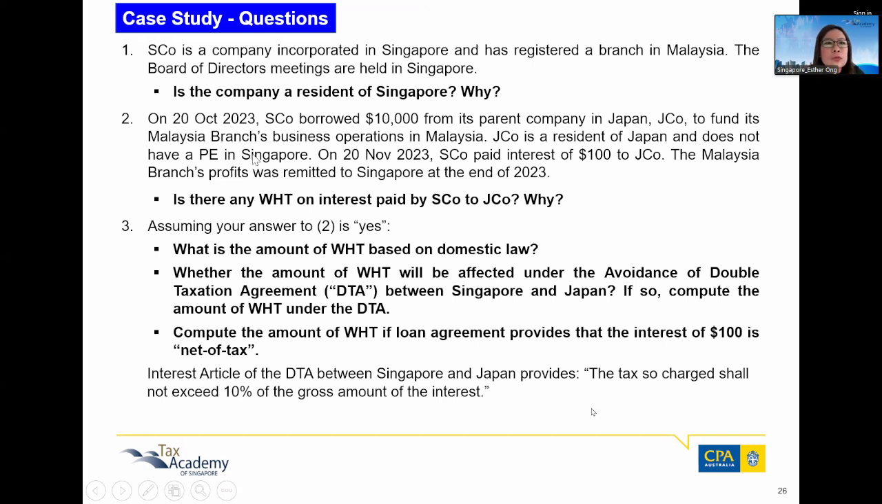Okay, part 2. On 20th October 2023, Esco borrowed $1,000 from its parent company in Japan, Jayco, to fund its Malaysia branch business operations in Malaysia. Jayco is a resident of Japan and does not have a PE in Singapore. On 20th November 2023, Esco paid interest of $100 to Jayco. The Malaysia branch profits were remitted to Singapore at the end of 2023. Is there any withholding tax on interest paid by Esco to Jayco and why?